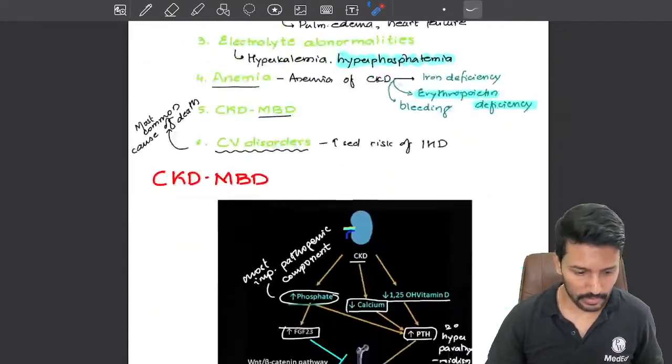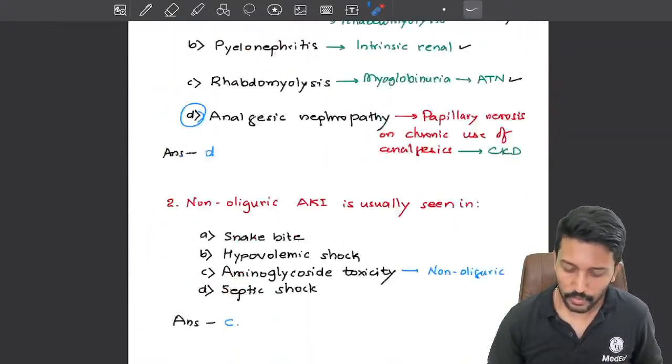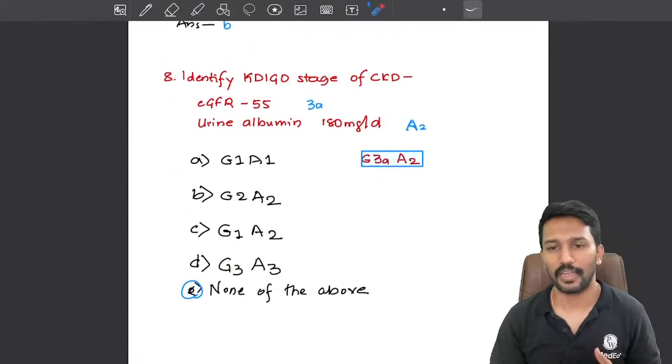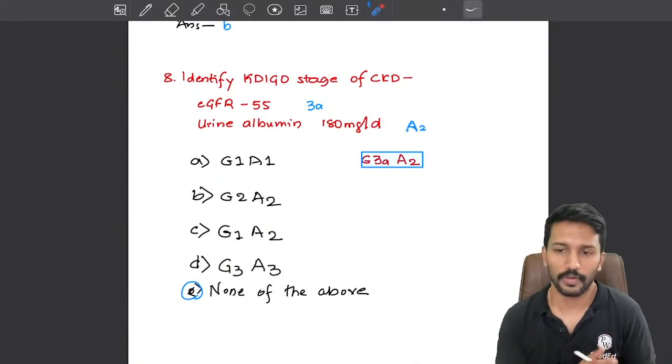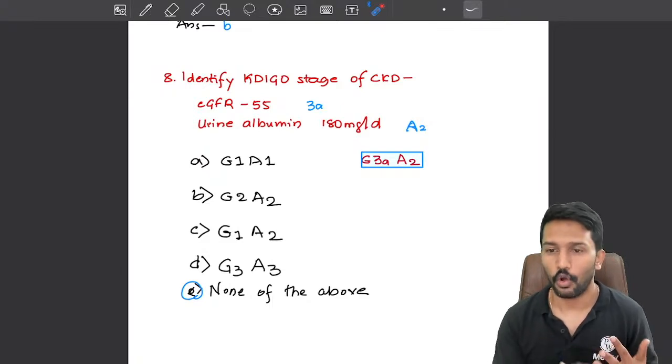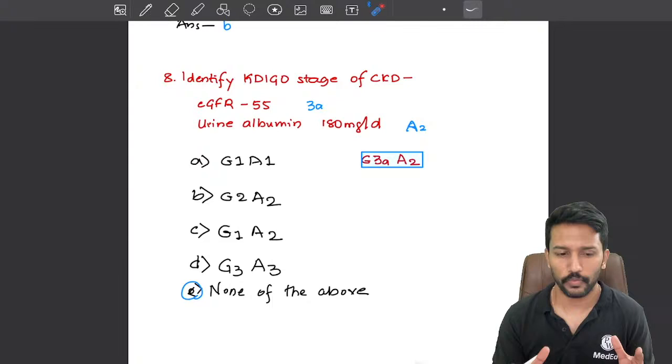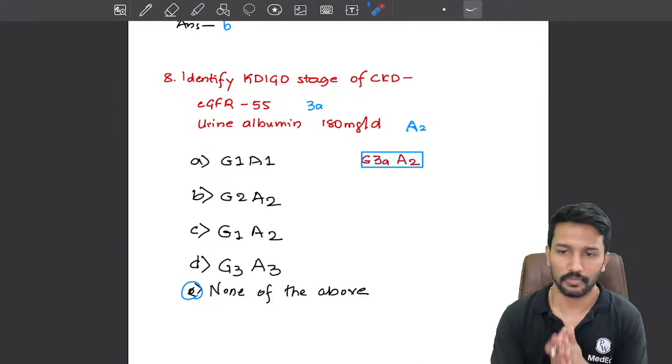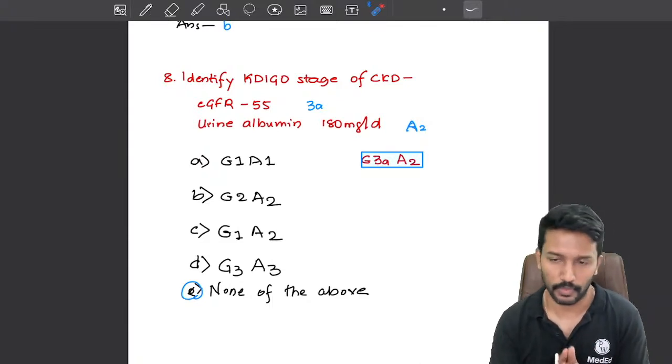Okay, so guys, with this I am signing off for today. Tomorrow we will concentrate on extremely high yield table and scoring system based questions. So we will address scores like ABCD2, CHA2DS2-VASc, Cockcroft-Gault formula, then serum osmolality calculation. So there are some 10-12 basic concepts that we will address tomorrow. Hopefully we will be able to get one question from that.